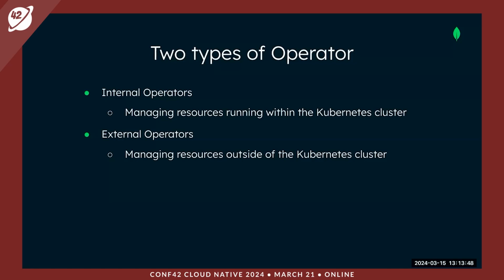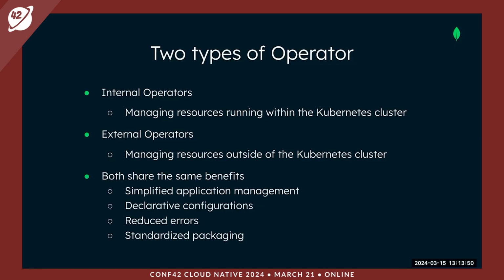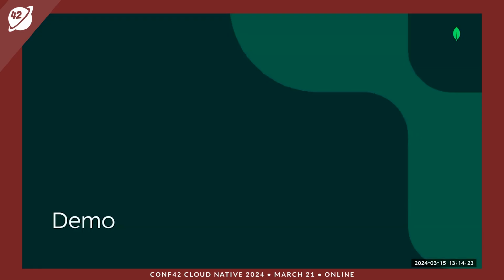Despite their differences, both internal and external operators offer the advantages associated with operators in general: simplified application management, declarative configuration, reduced errors, and standardized packaging. And by leveraging the appropriate operator type, you can effectively manage both internal and external resource dependencies, leading to a more robust and streamlined application deployment and management experience within Kubernetes. So now we're going to move on to look at a demo.